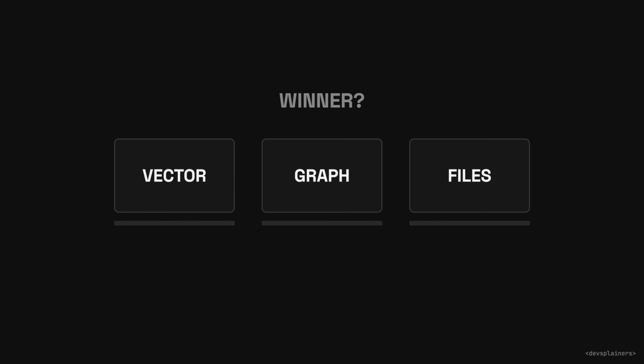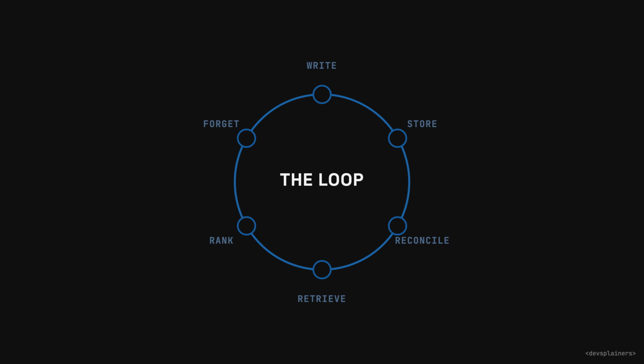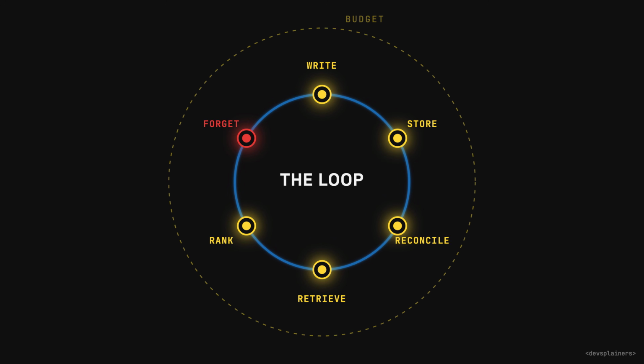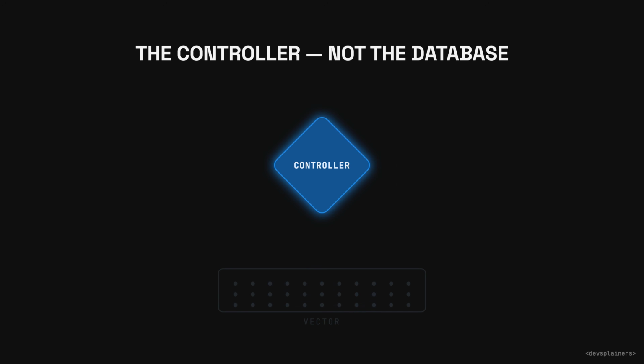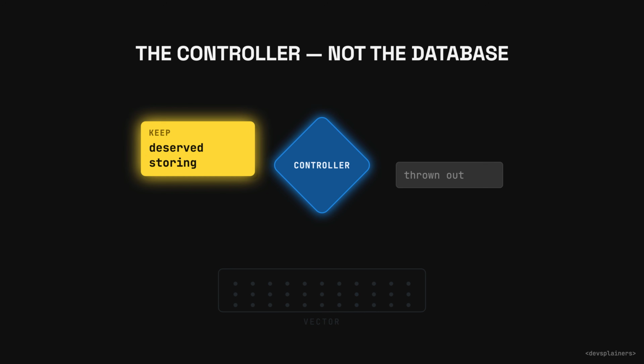Nobody has won the database. Vector, graph, files, they all still have their believers. What people are converging on is the loop. Write, store, reconcile, retrieve, rank, forget. All of it running under a tight budget of what the model can actually hold. When your agent forgets something it shouldn't, the problem is almost never the storage. It's the decision about what deserved to be stored and what should have been thrown out. The controller, not the database underneath it.